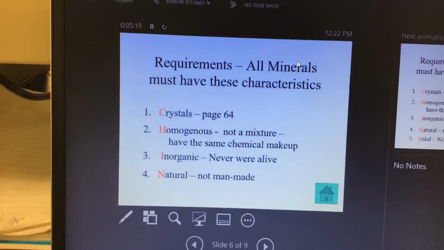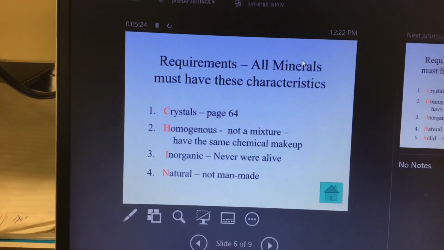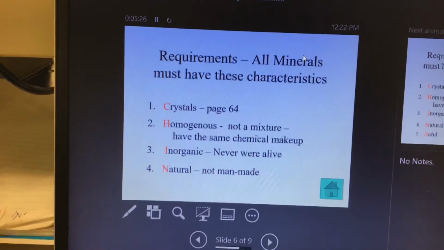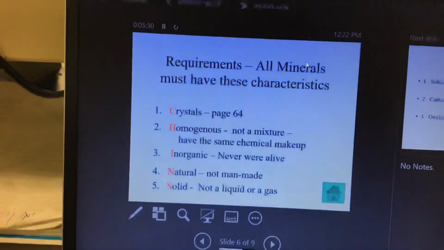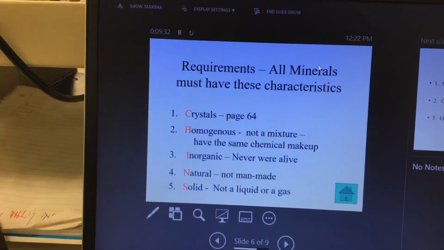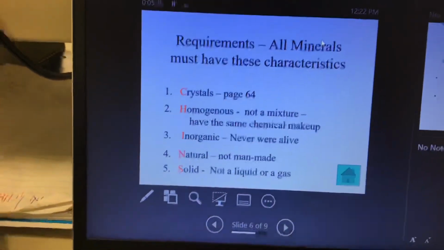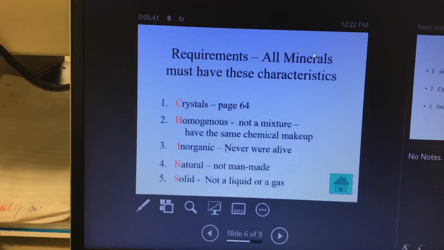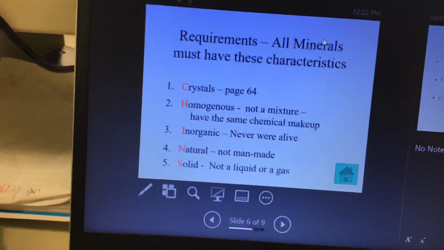Natural, not man-made. I can't make diamonds. And then it has to be a solid. You can't have a liquid mineral or a gaseous mineral. It needs to be a solid. So I always remember CHINS: crystals, homogeneous, inorganic, natural, solid.